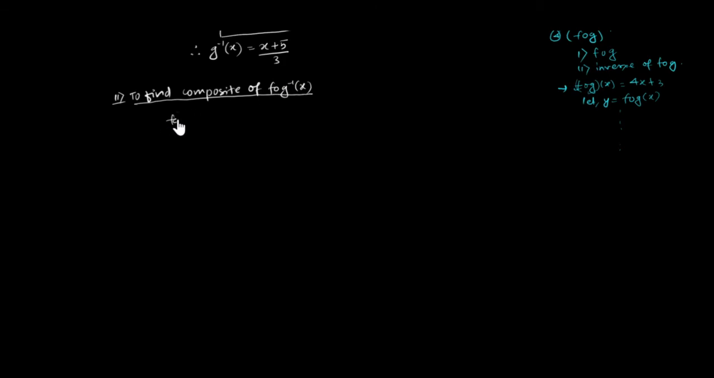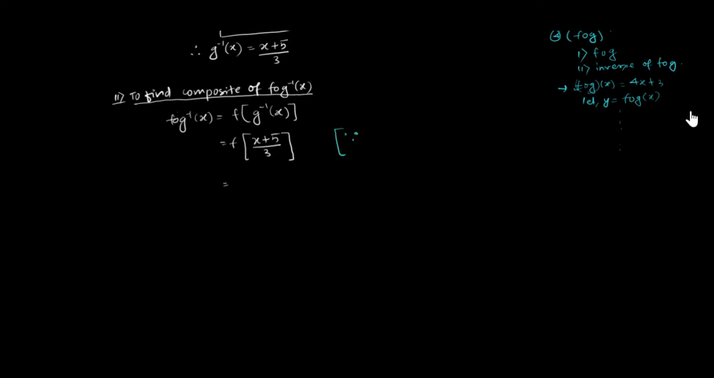So f composite g inverse of x equals f of g inverse x. Let me replace the value of the function g inverse x. It is given here, (x plus 5) divided by 3. So to replace this value (x plus 5) divided by 3 in f(x), let me demonstrate it here.